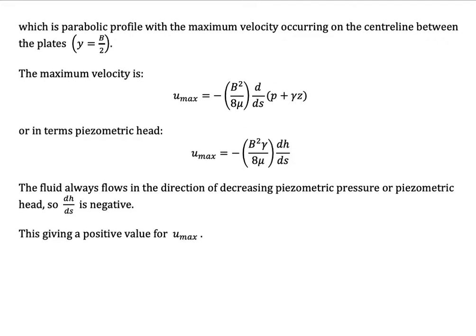And then we could calculate the maximum velocity, and I think you could predict that the maximum velocity normally will occur at the center line between the plates. So it is the location where y is equal to b over 2. We substitute that, so we could get the value of this one.